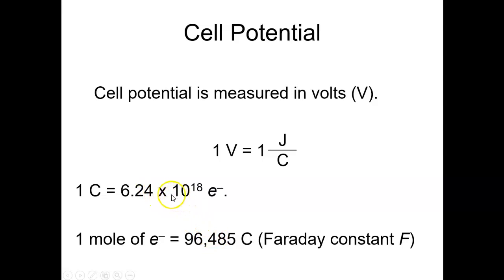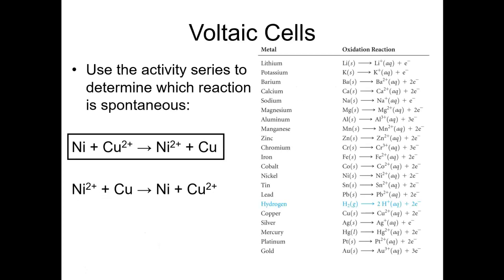Because if you multiply electrons per coulomb by coulombs per mole, you would get electrons per mole of electrons, which would be Avogadro's number. Okay, let's take a look at this. So let's go back and see what we already know.